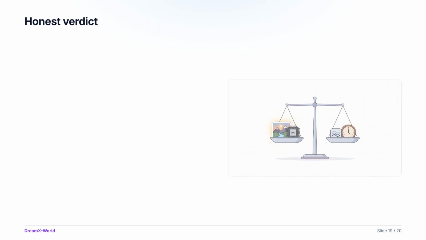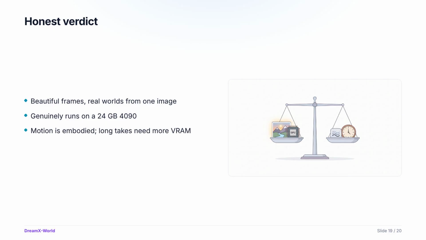Our honest verdict: the image fidelity is genuinely beautiful, and it really does run on a 4090. The weaknesses are that motion feels embodied rather than cinematic, and longer takes need more memory than this card has. The release is alpha quality, so expect to read the code rather than only the readme. For short atmospheric exploration clips, it is a delight.